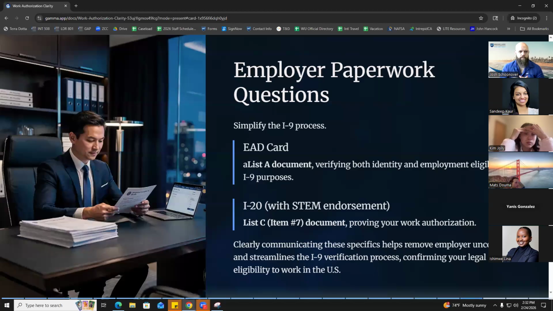Sometimes employers will be confused: well, is this authorized in my state? It comes directly from the federal government, and obviously the I-20 and the EAD themselves come from United States Citizenship and Immigration Services, so they are 100% legal work authorizations.